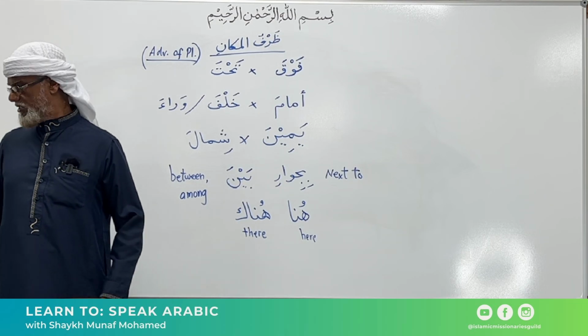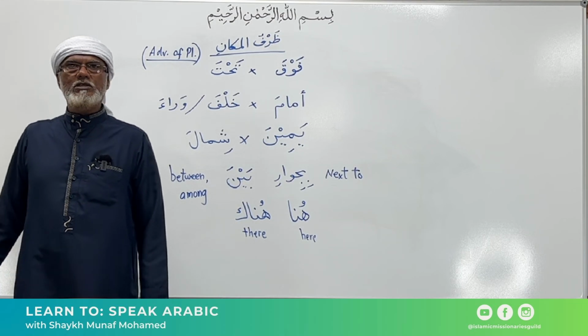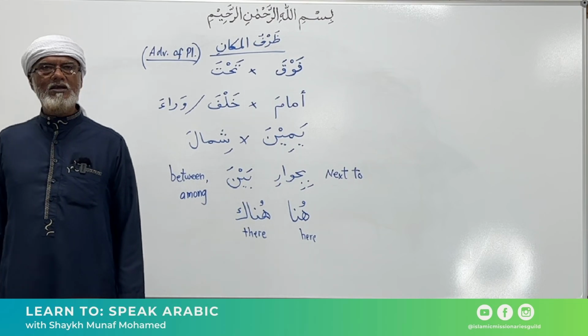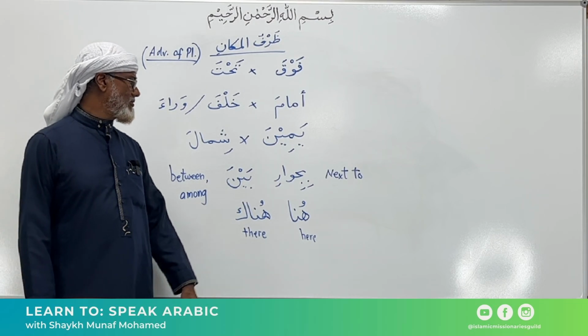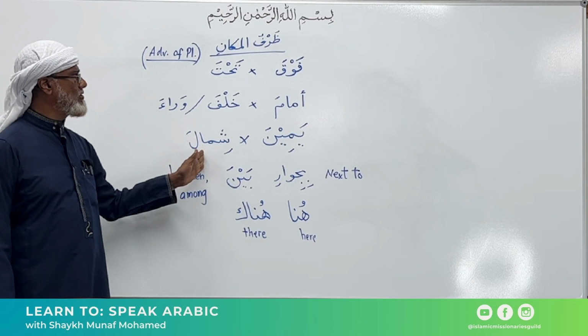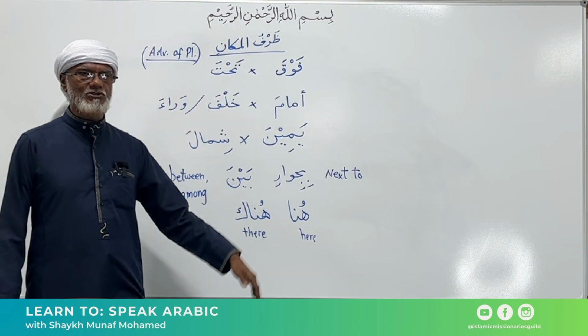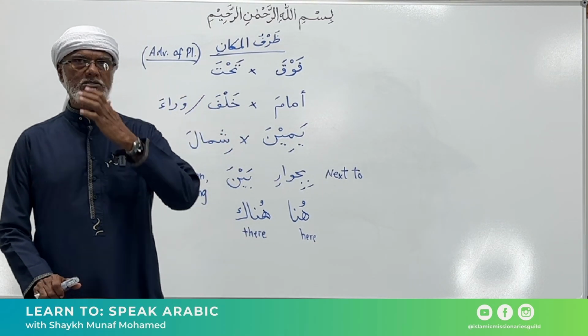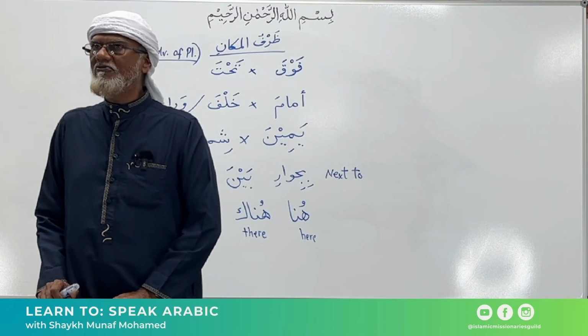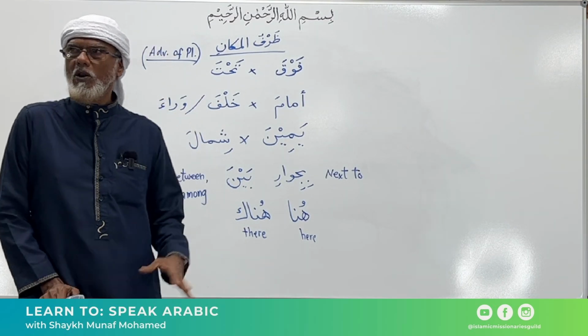المدرس شمال المروحة. The teacher is on the left side of the fan. All right? So you have يمين and شمال, you have أمام, خلف, and so on. These are all words, they are called what? Adverb of place, because they are all places.